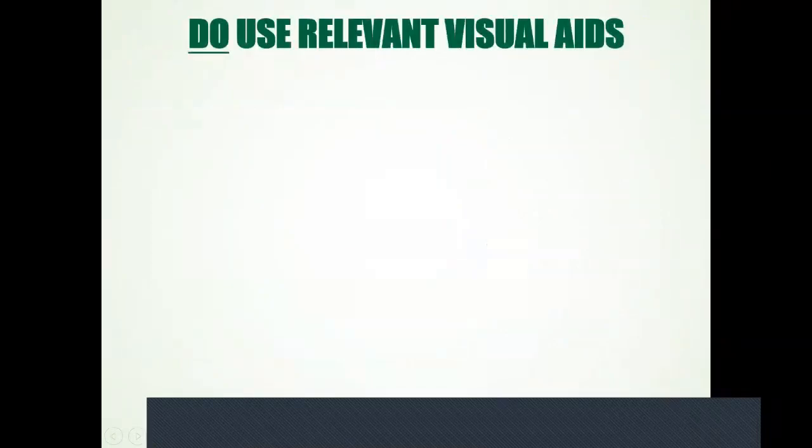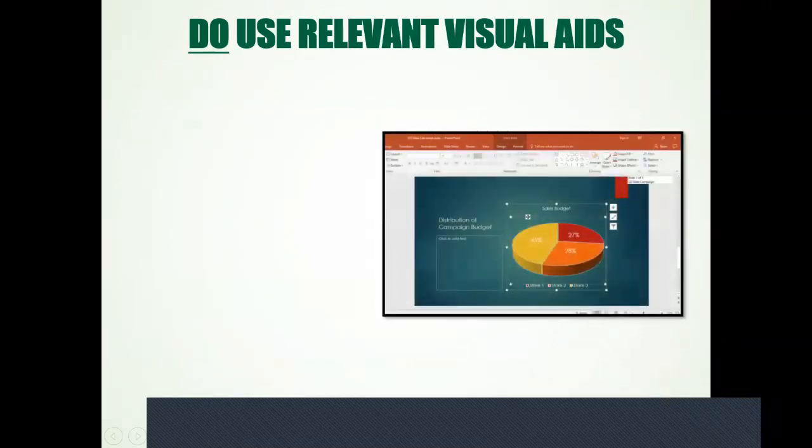Now back to a do. We do want to use relevant visual aids. So what's a visual aid? It could be like this, a pie chart or graph. It could be a picture. It could be a table, anything that gives clarity to the information you're speaking about. So it just provides that little bit more detail, gives the audience a visual to better understand what you're saying.